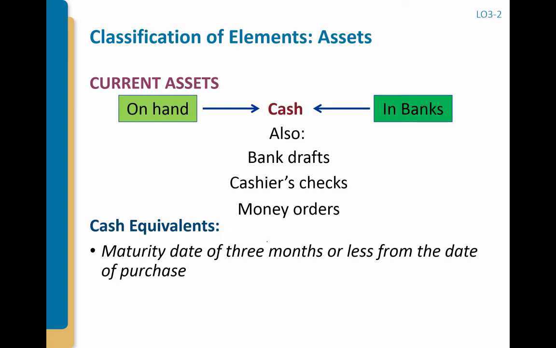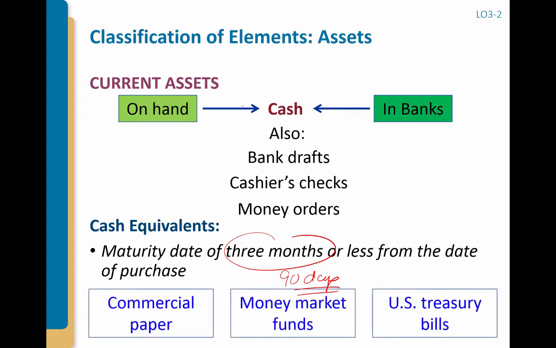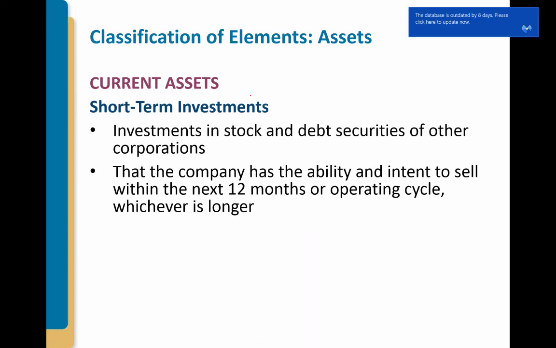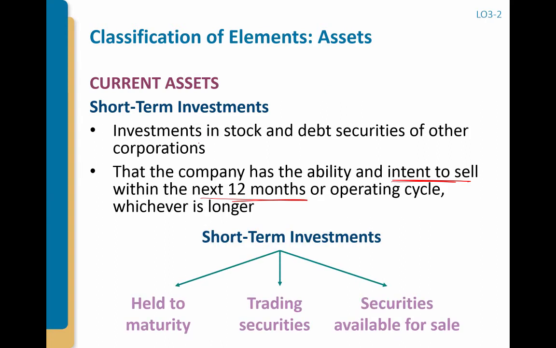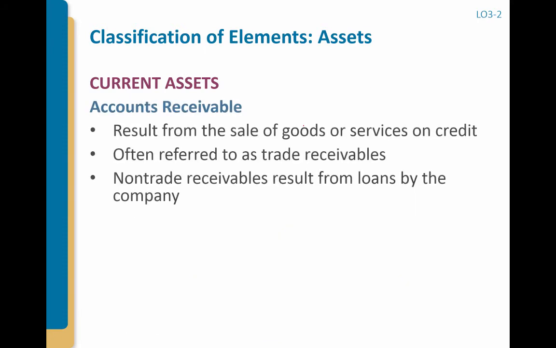Basically cash equivalents are 3 months or 90 days. If it's easily convertible into cash, then it would be considered a cash equivalent. Then we have several examples: commercial paper, money market funds, and treasury bills. For short-term investments, obviously, we intend to sell them within the next 12 months for them to be considered short-term. And then we have trading securities, securities available for sale, and held to maturity. Now, these classifications have changed a bit, and we'll talk more about this in Intermediate 2. So right now, trading securities are considered short-term.